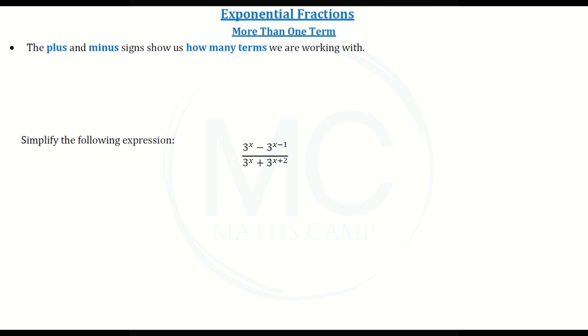In the numerator, we have got two terms, 3 to the power of x and 3 to the power of x minus 1. In the denominator, we also have two terms, 3 to the power of x and 3 to the power of x plus 2. If we have more than one term in either the numerator or the denominator of the fraction, we cannot cancel. To tackle a fraction like this, we need to factorize.